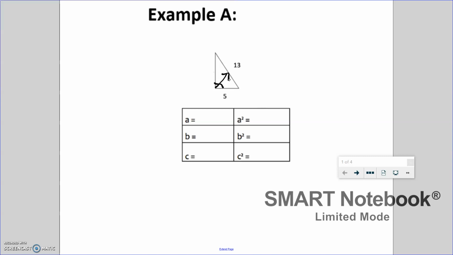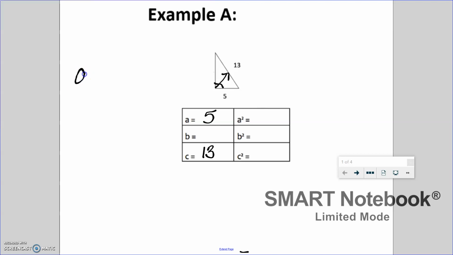My hypotenuse is always C. So my hypotenuse is 13. So I'm going to fill this out. And A is 5. A is typically your shortest side. C is always your hypotenuse, which is your longest side.